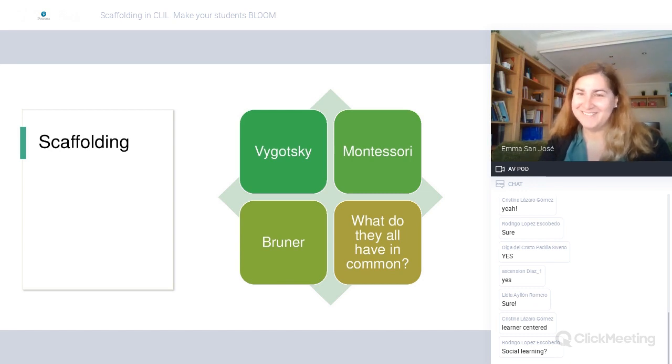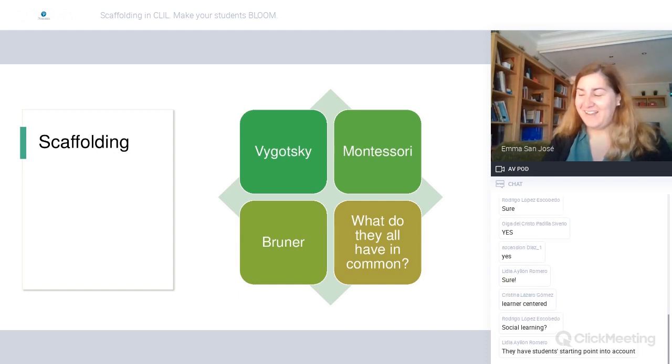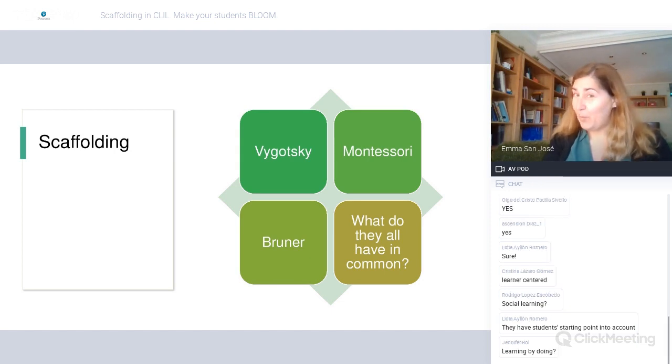Learner-centered, social learning. Okay, so you've done your studies. Very good. Exactly. They all use social learning, and it's like modeling in a way, right? Okay, so all these methodologies require modeling. They need support to maximize their learning, students.